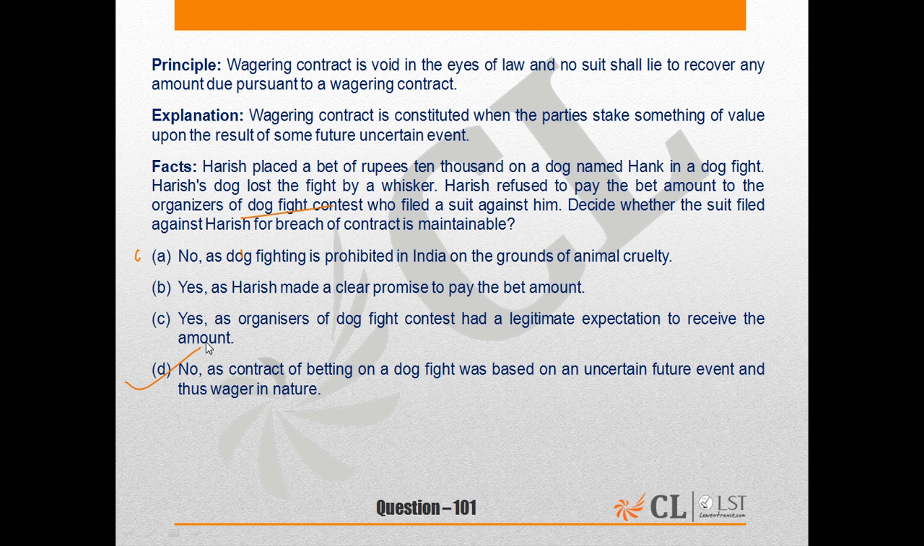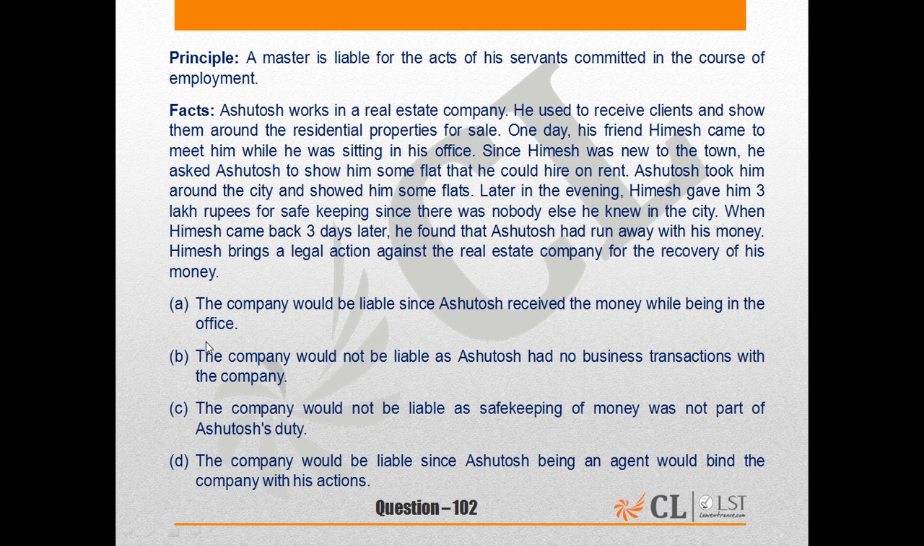Now, moving on to question number 102. It talks about the master servant liability, the course of employment. Again, it's a simple question. Students have marked it correctly. The correct answer option is C. That the company would not be liable as safekeeping of money was not a part of Ashutosh's duty.